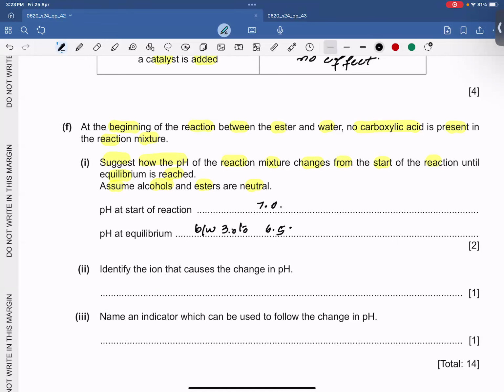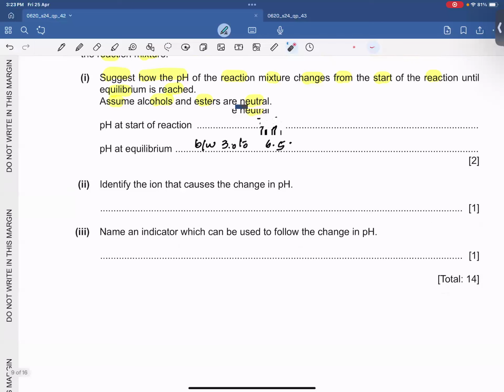And you can also write between 3 to 7, but at 7 it is neutral, right? So mention less than 7: 6.5, 6.6, 6.7, 6.8, 6.9. Do not mention 7. I don't think it should be mentioned, because at 7 it is neutral.